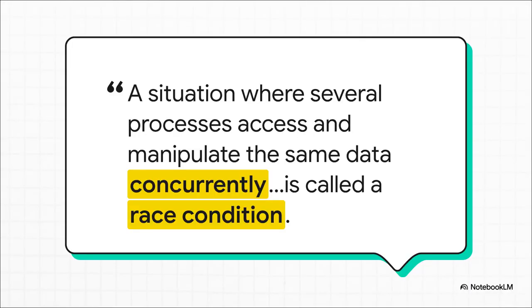This chaos has a name, a race condition. It's a total nightmare for programmers. The final value of the data depends entirely on the random chance of which thread finishes last. The results are unpredictable and can cause some of the worst, hardest to find bugs imaginable. The OS has to prevent this.